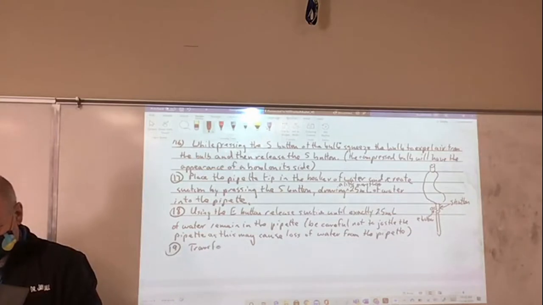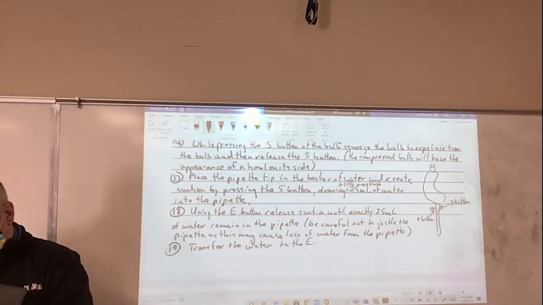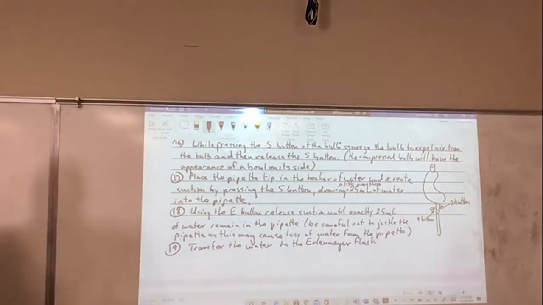Transfer the water to the Erlenmeyer flask. Sorry. Transfer the water to the Erlenmeyer flask using the E button. Repeat.